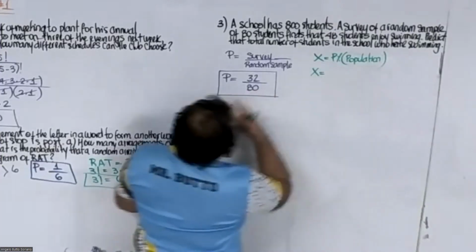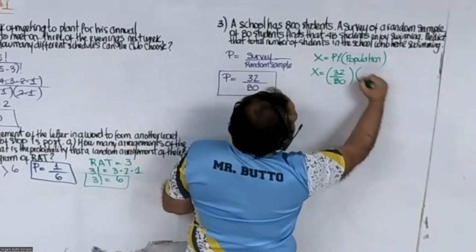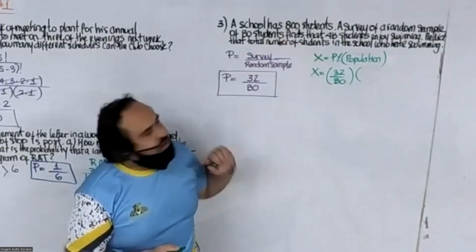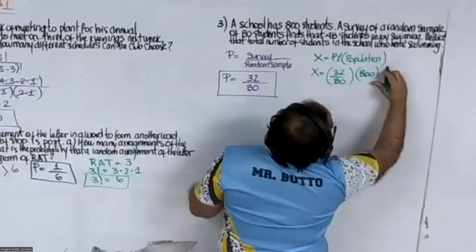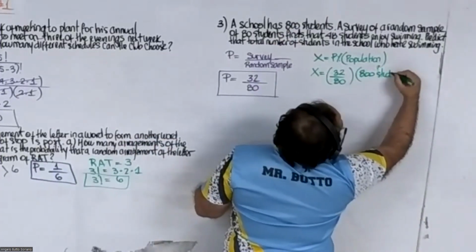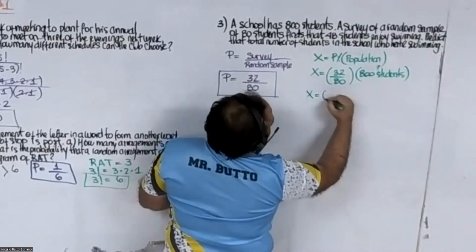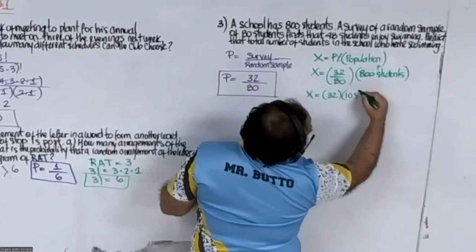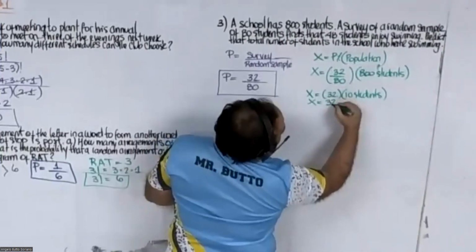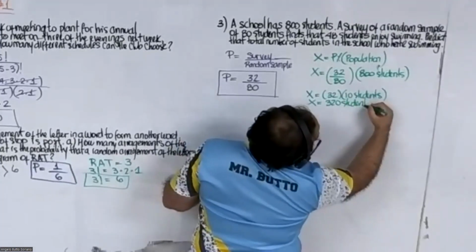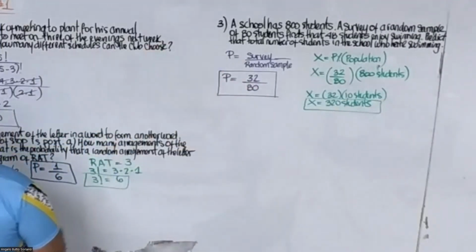Okay, so P percent, I'm going to give you 32 over 80. And what is the value of the population? The population we're talking about is 800 students. If you divide 800 by 80, that will be 10, right? 32 multiplied by 10 students. So the value of X will be 320 students.